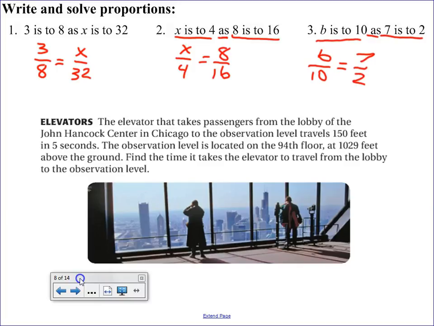Okay, I want you to take the time to solve those equations for their variables. Pause the video and start it when you're ready.